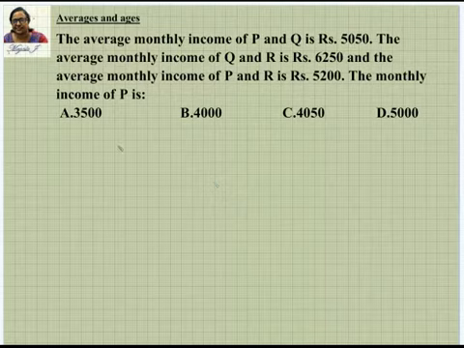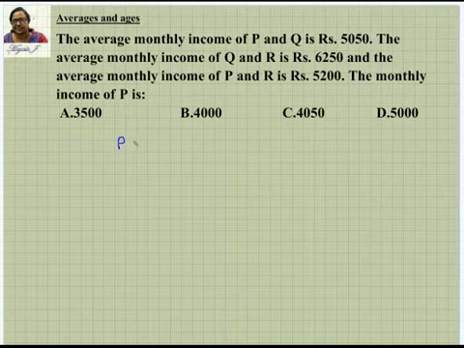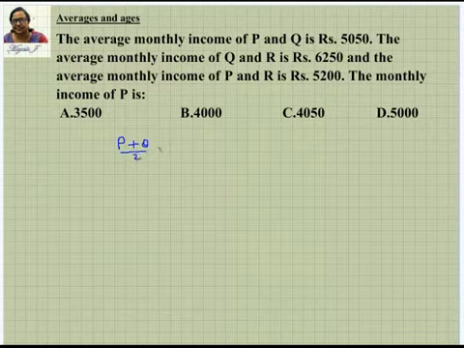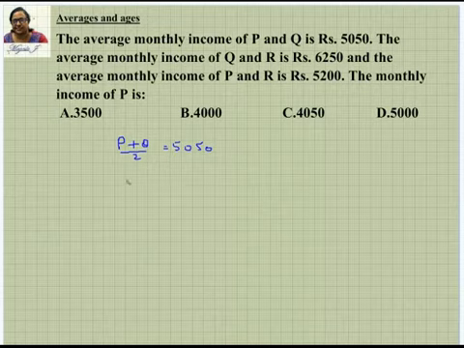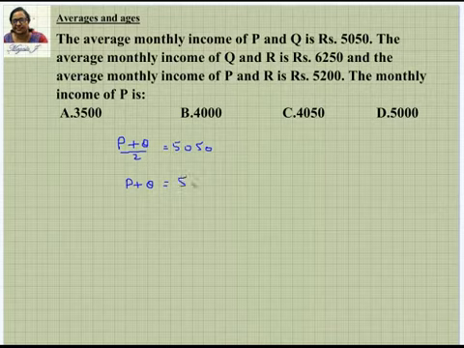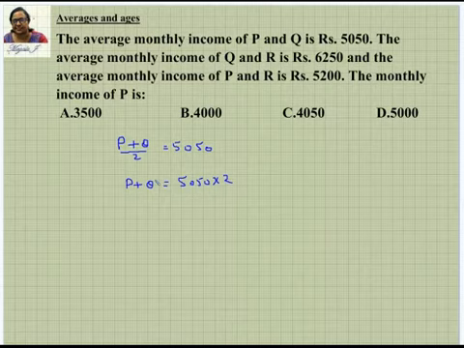So what I can do is just take the data whatever is given. Given that P plus Q by 2, that is the average of the 2, is 5050. So you can say that P plus Q, when you want to take the sum alone, is nothing but 5050 into 2. Don't try to multiply this, because unless it is required, don't multiply. You can do it at the last minute. If it is not required, it's a waste of time.